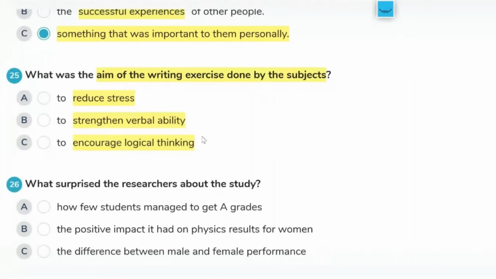So the idea of doing the writing is that this gets the students thinking in a positive way. And putting these thoughts into words can relax them and help them overcome the psychological factors that lead to poor performance. Yeah.